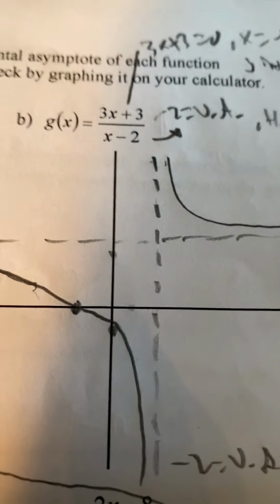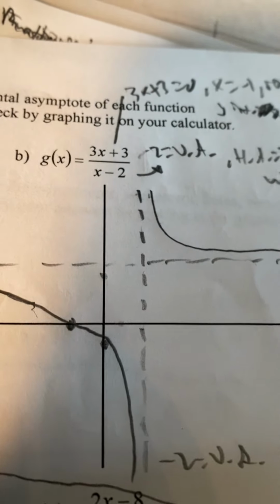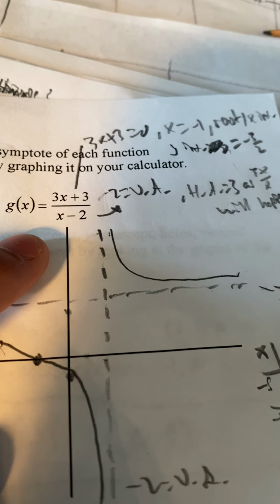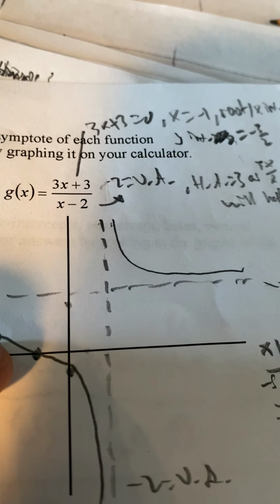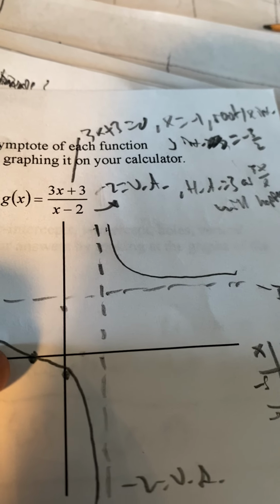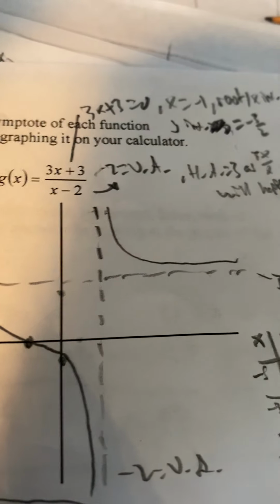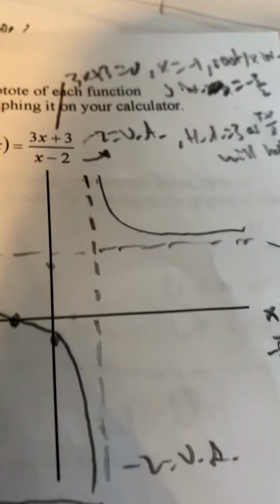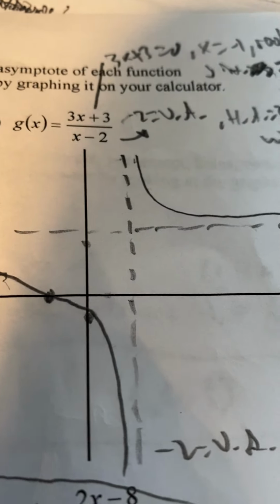Second equation, 3x plus 3 over x minus 2. So if you set 3x plus 3 equals 0, you can find that the root is negative 1. So therefore, the x-intercept is at negative 1. And you can also tell from that, by setting x equals 0 in the equation, that y equals negative 3/2. And that's what I wrote there. Then you can tell from the bottom that x equals 2 is the vertical asymptote.